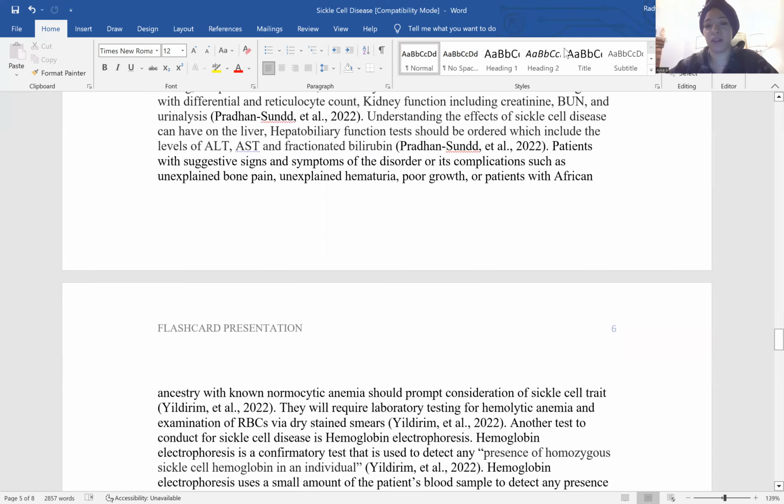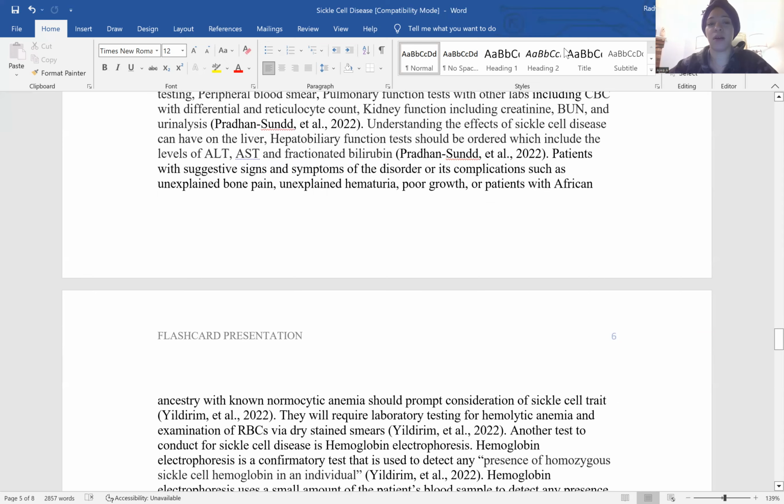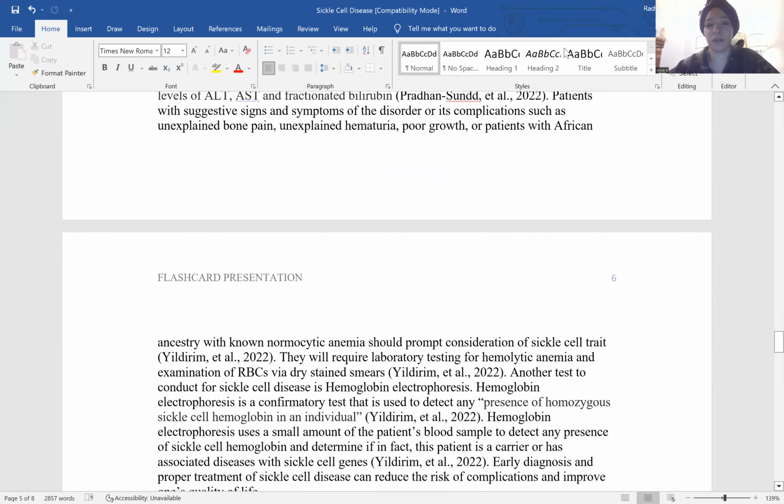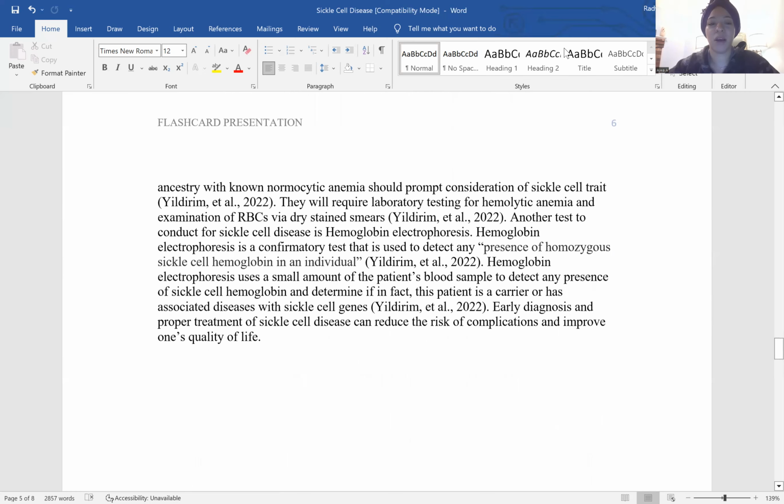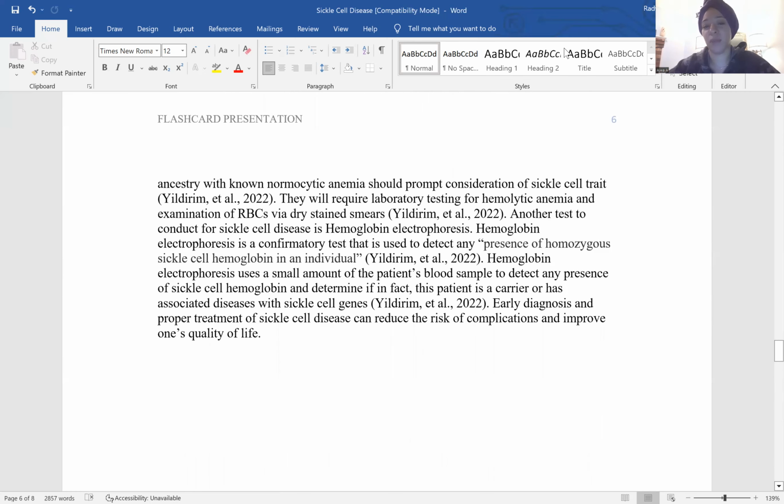Understanding the effects sickle cell disease can have on the liver, hepatobiliary function tests should be ordered, which include the levels of ALT, AST, and fractionated bilirubin. Patients with suggestive signs and symptoms of the disorder or its complications, such as unexplained bone pain, unexplained hematuria, poor growth, and patients with African ancestry with known normocytic anemia, should prompt consideration for sickle cell testing.